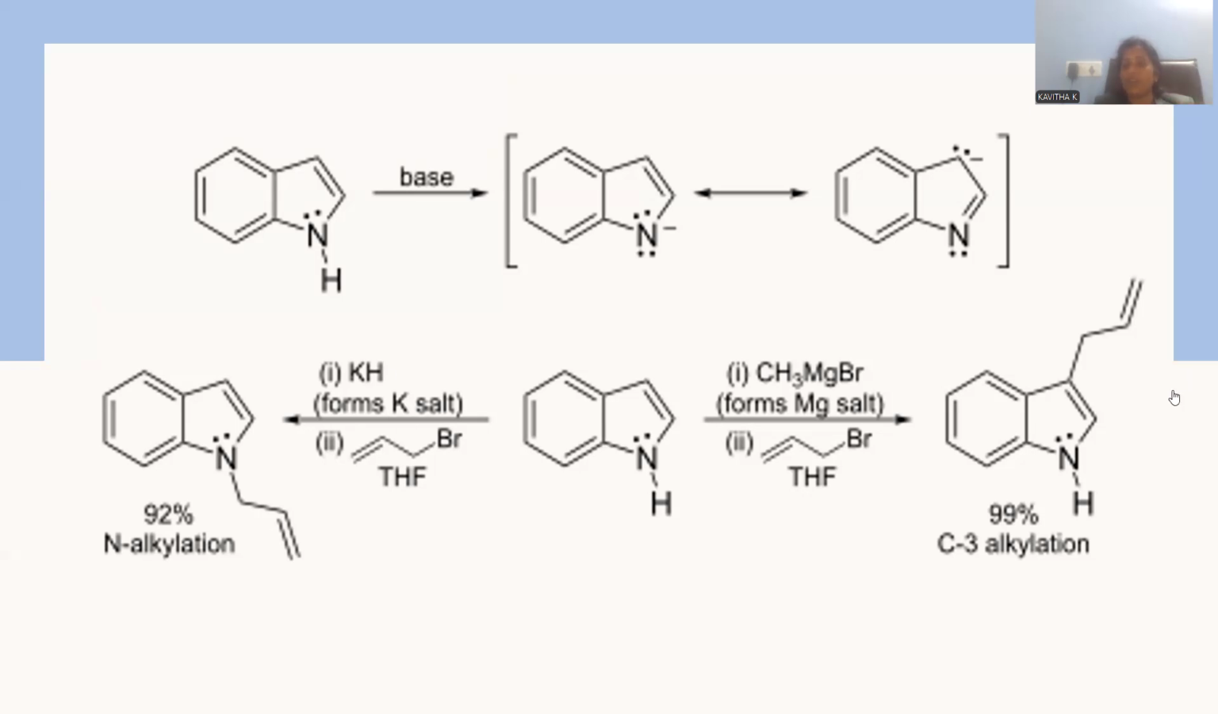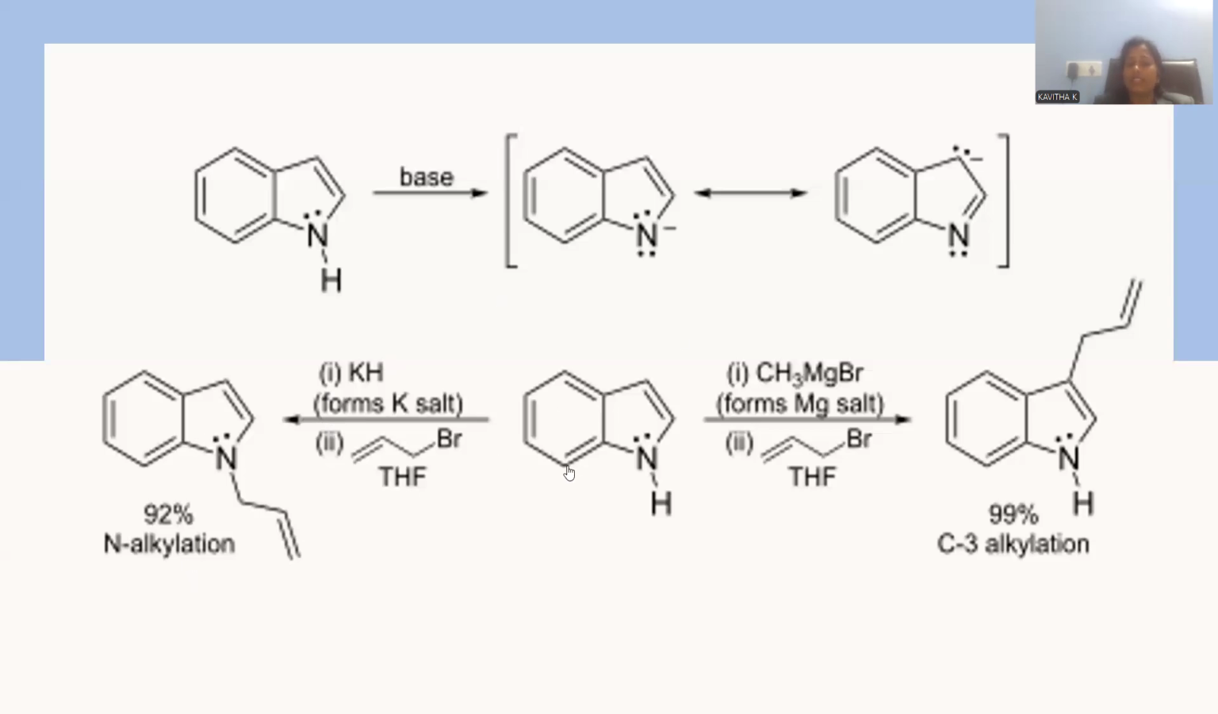This specificity purely depends upon the type of reagent we are adding. Indole will selectively go for N alkylation whenever it is reacted with a strong base like potassium hydride, and subsequent allylic bromide is treated, so that allylic substitution is accomplished at the nitrogen. So, N alkylation is the obvious outcome with 92% yield whenever potassium hydride is the base applied. This is a highly specific reaction.